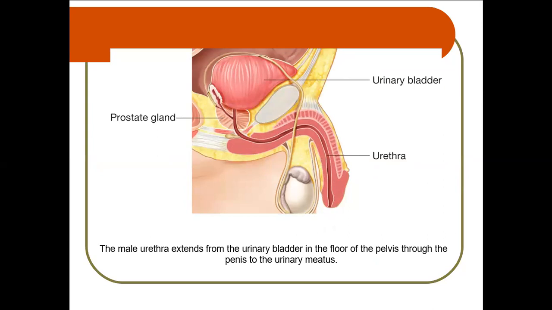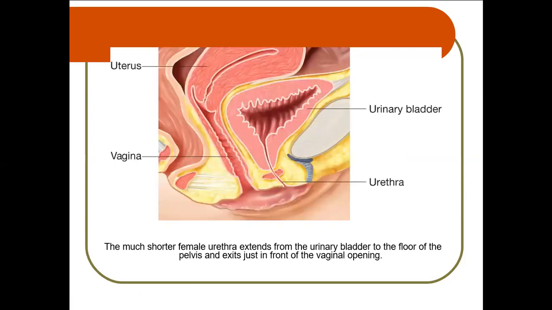Here in the figure, we can see the male urethra that extends from the urinary bladder into the floor of the pelvis, through the penis, to the urinary meatus. And this is the female urethra. We can see it is much shorter compared to the male urethra. It extends from the urinary bladder to the floor of the pelvis and exits just in front of the vaginal opening.